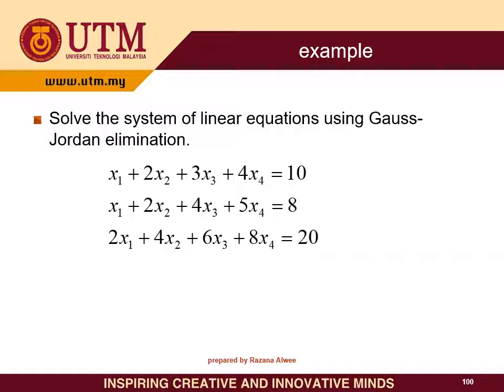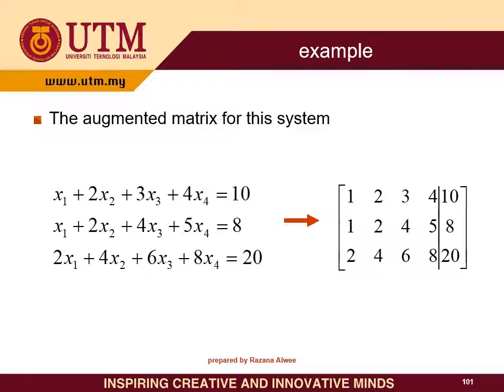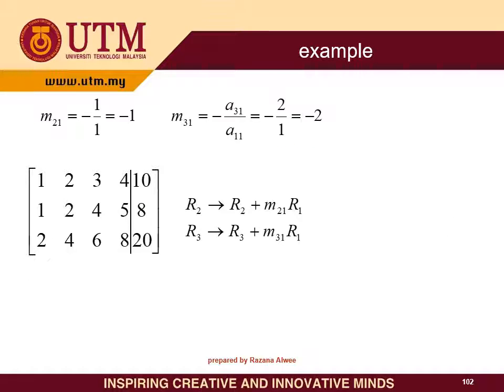Right, we have another example. This one is x4 until x4. Solve the system linear equation using Gauss-Jordan elimination. The first thing we need to do is change to augmented matrix. Okay, now we need to change this to 0.